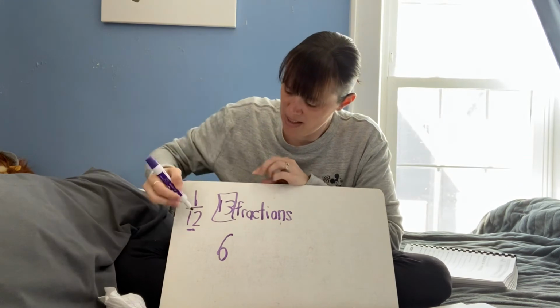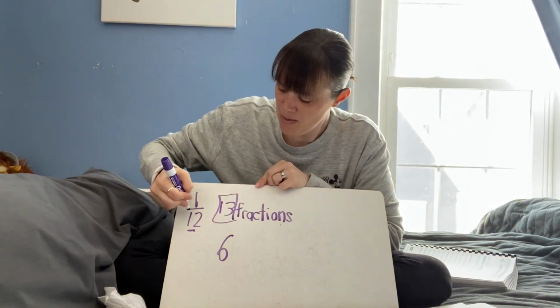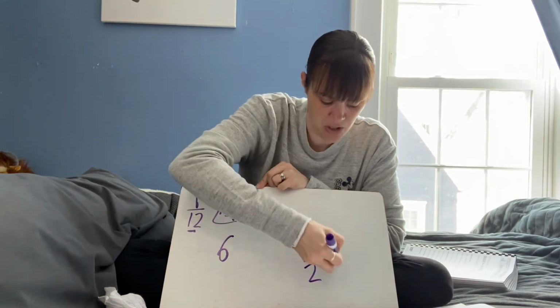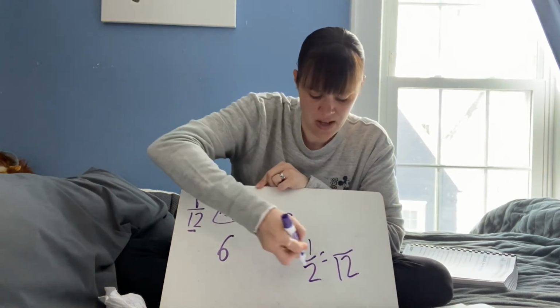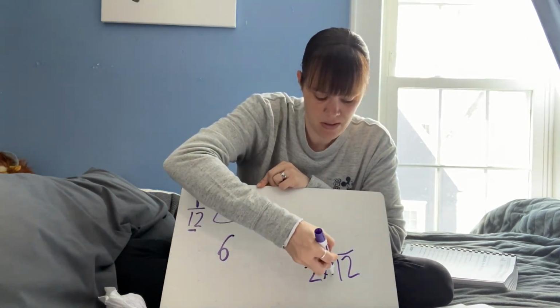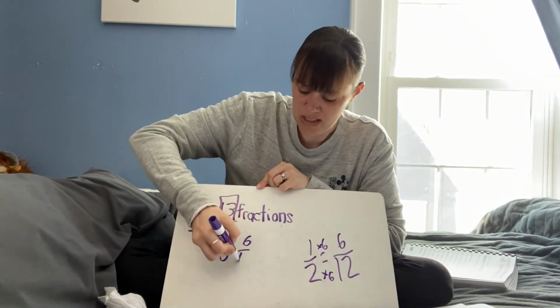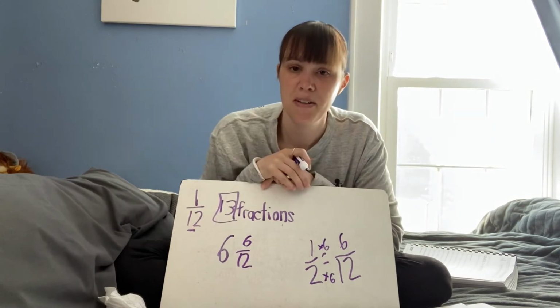So what is 1/2? So 1/2, when you're talking about 12ths, you can do 2 times 6. So you do 1 times 6. So the answer is 6 and 6/12.